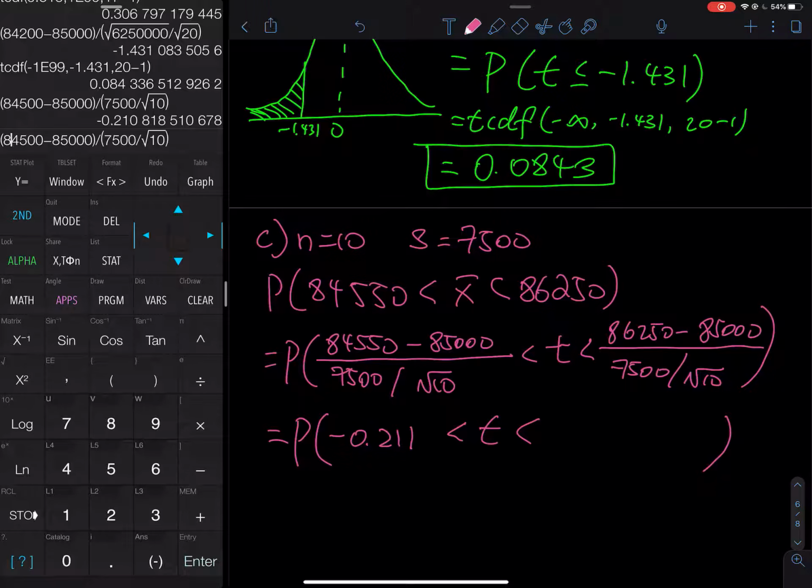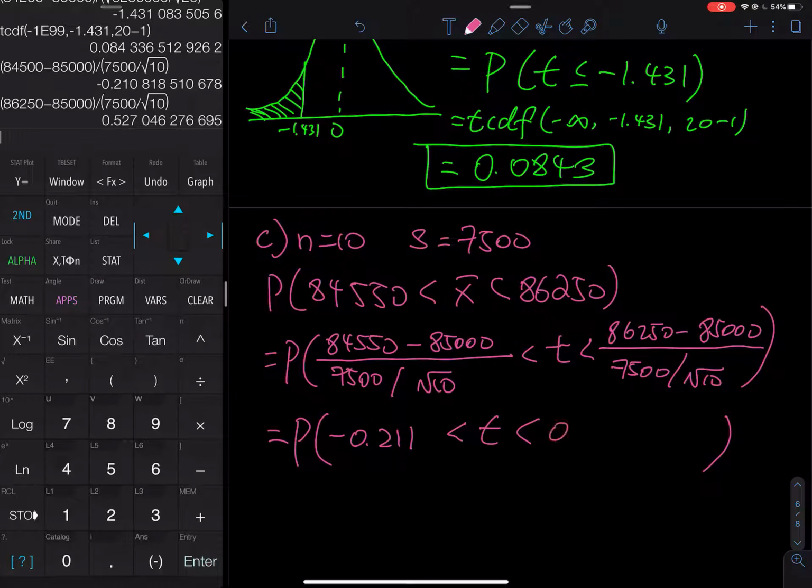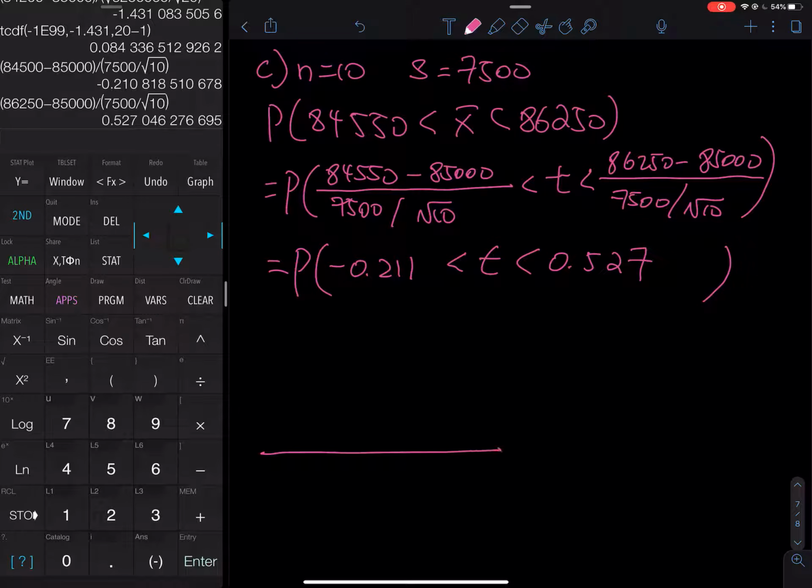So on your calculator, just use the left arrow, move the cursor to 8, so now the cursor is on the 8, so the 8 is flashing, right? And then you start typing 86250, so that overrides the previous x value, right? And then you hit enter, so that is 0.527.